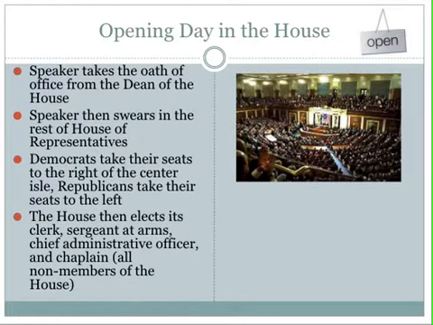So the Speaker takes an oath presented by the Dean of the House. They swear in then the rest of the House of Representative members. Democrats take their seats to the right of the center aisle, and then the Republicans take their seats to the left. Then they elect some different positions where they have a clerk, sergeant at arms, chief administrative officer, and a chaplain. All these individuals are non-members of the House, so individuals that were not elected, they're just administrative officials.